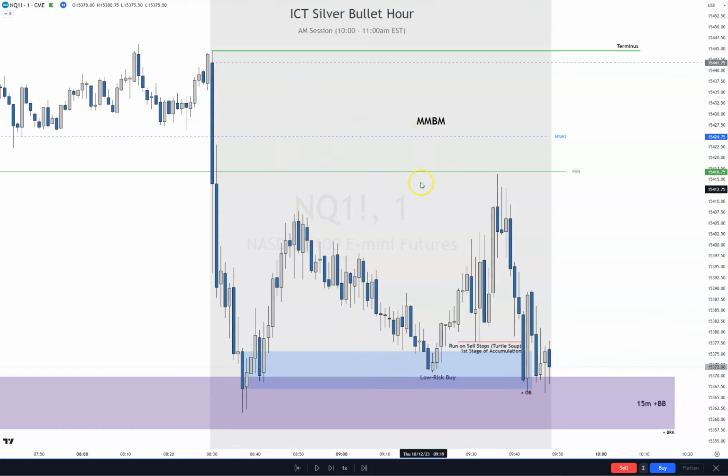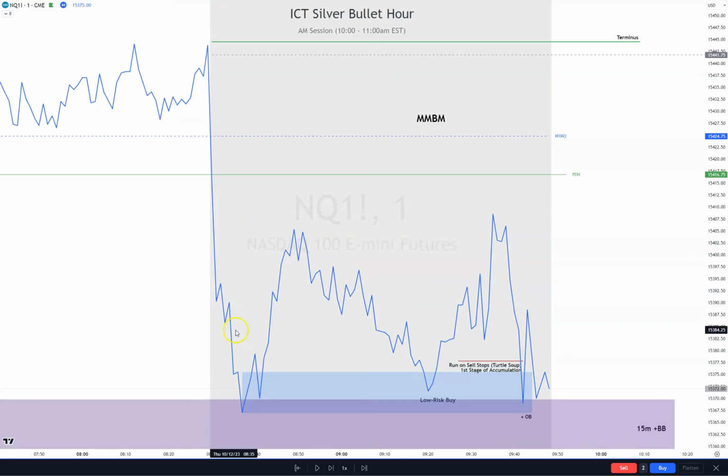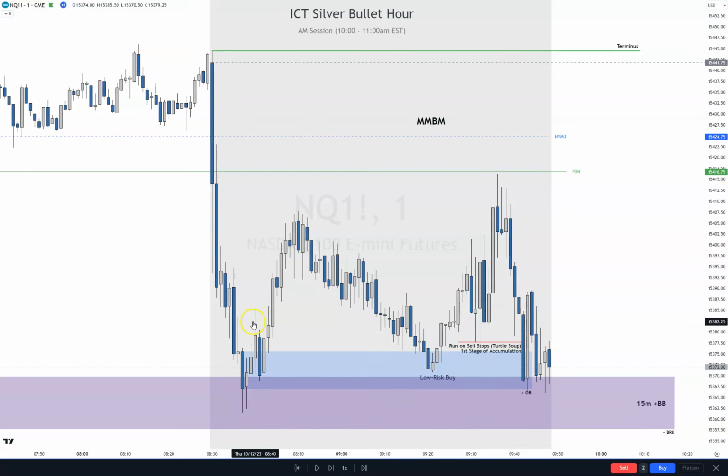On market maker buy and sell models, you want to take the manipulation leg. So let's move this like this. Manipulation leg, you have high to low, right? Well, this is also a low, a high, a low. So this right here would be your manipulation leg. So when you put that on, it's this candle high to this candle low.